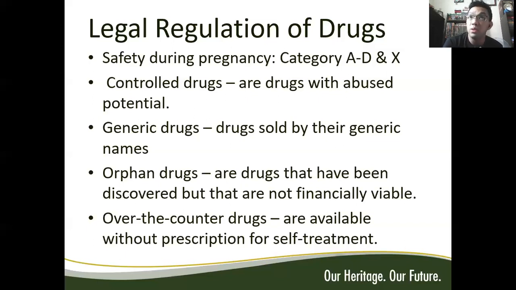While controlled drugs, I'll give you an example. Narcotic analgesics such as morphine need the doctor's prescription in order for you to buy them because they are highly addictive. Even antibiotics nowadays need the prescription of a doctor for you to buy them from pharmacies.